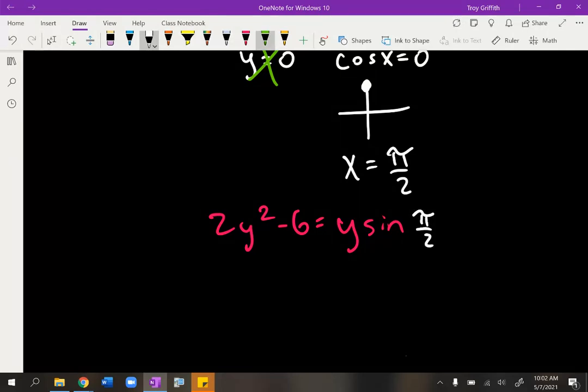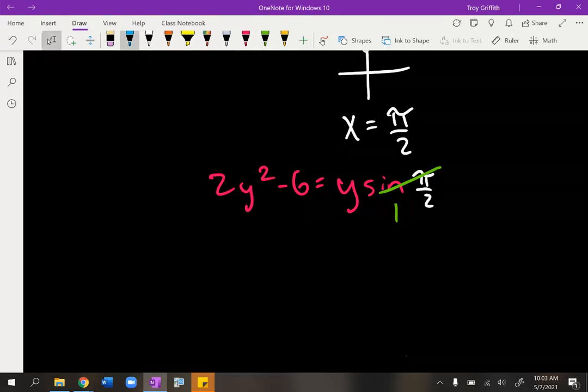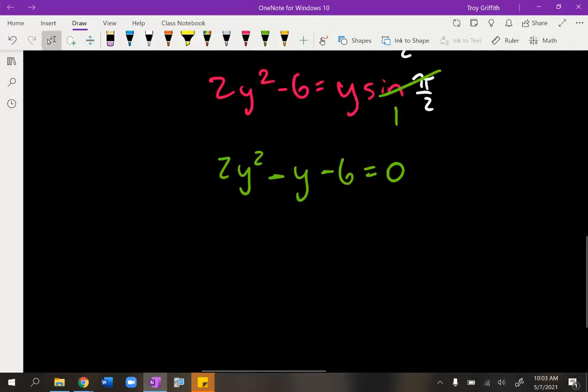Sine of pi over 2. Sine of pi over 2 is at the top of the circle, so this is 1. Okay. And what we have left when we're done is a quadratic. I'm going to go ahead and get one side equal to 0. This is 2y squared minus y times 1 minus 6 is equal to 0. And let's factor this quadratic.